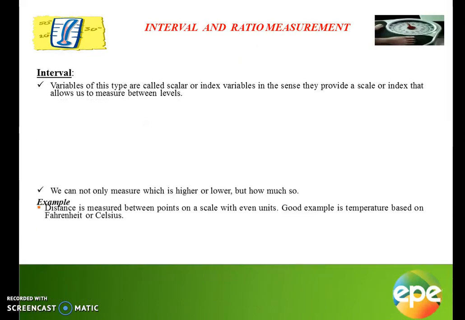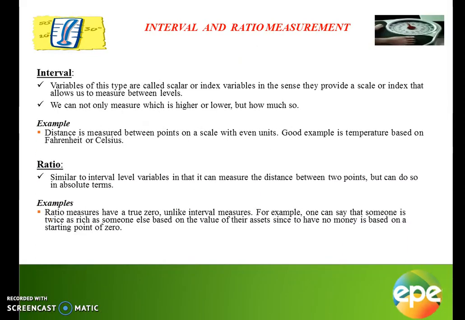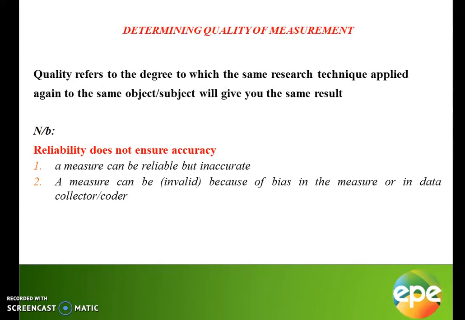Interval and ratio measurements. Interval variables. Variables of this type are called scalar or index variables in the sense that they provide a scale or index that allows you to measure between levels. Ratio. Variables similar to interval level, they can measure the distance between 2 points but can do so in absolute terms. How do we determine the quality of measurement?